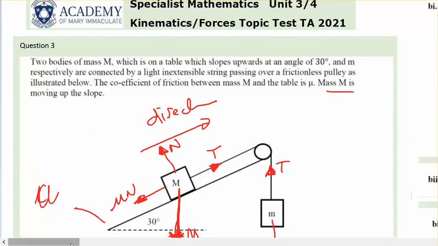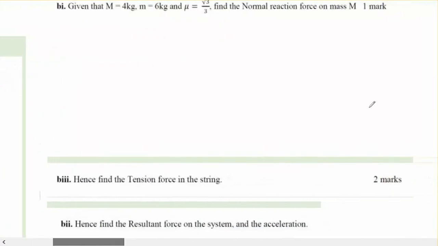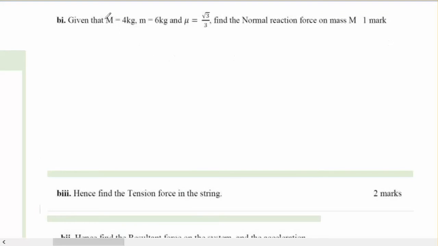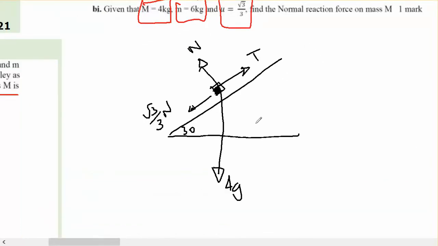Okay, so now we are told in part B, part 1, that big M is 4 and small m is 6, and that mu is this. Find the normal reactive force. Okay, so the normal reactive force.